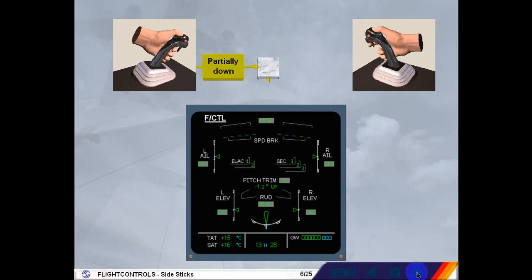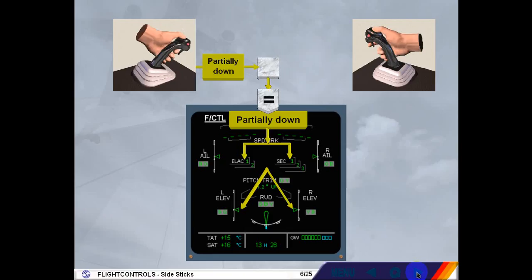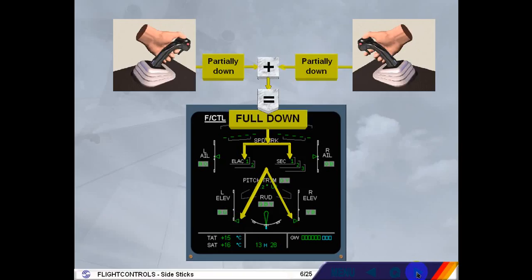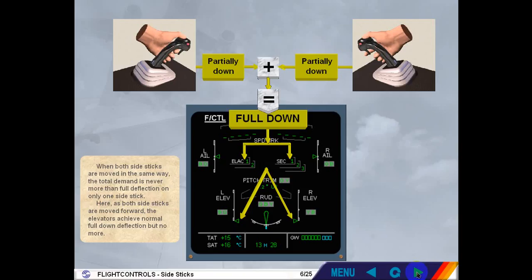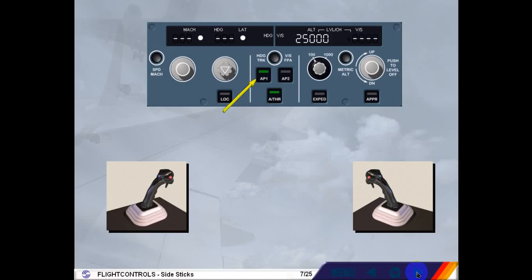When both side sticks are moved in the same way, the total demand is never more than full deflection on only one side stick. Here, as both side sticks are moved forward, the elevators achieve normal full down deflection, but no more. When either autopilot is engaged, both side sticks lock into their neutral position.